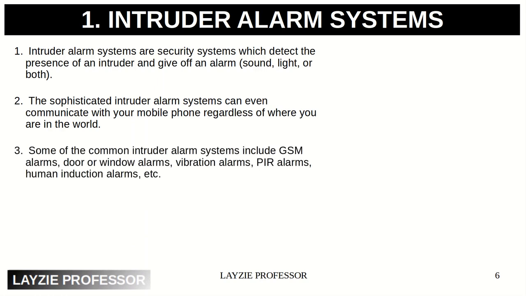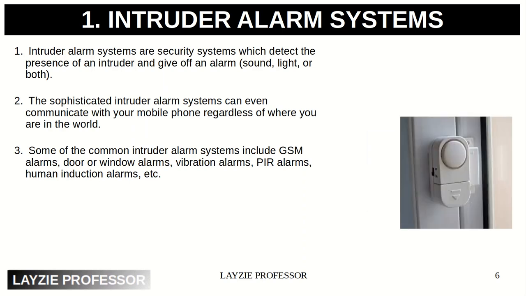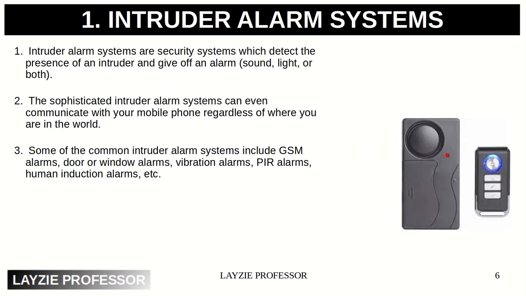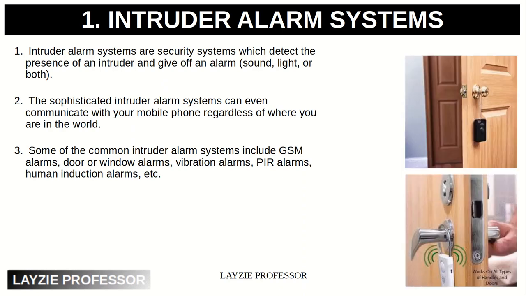Now, some of the common intruder alarm systems include GSM alarm systems, you have door or window alarm systems, you have vibration alarm systems, and there is also PIR alarm systems or motion sensor alarm systems. And then there is also human induction alarm systems.